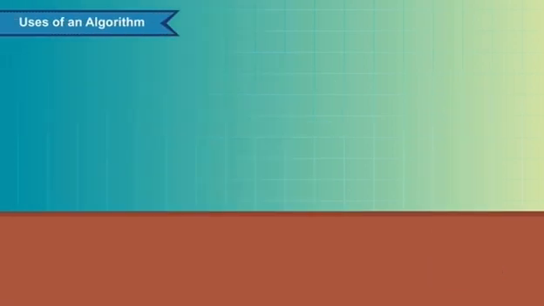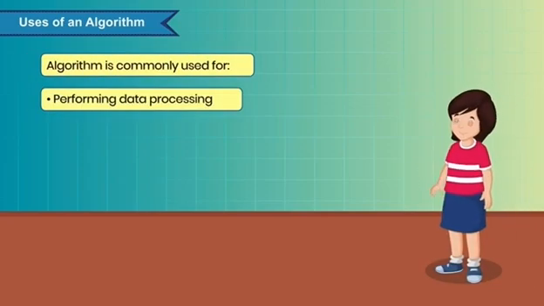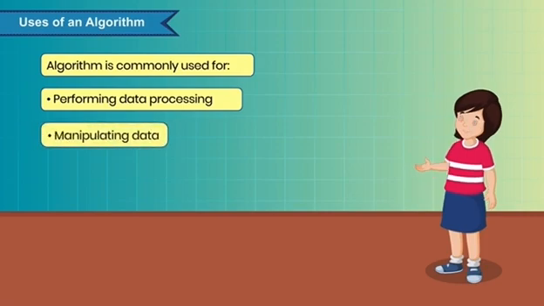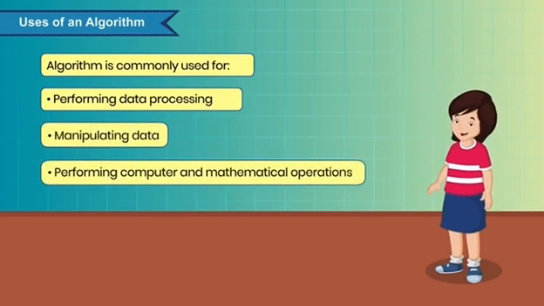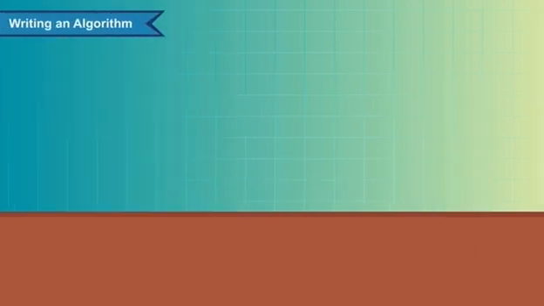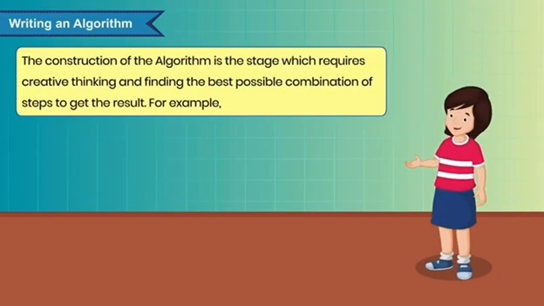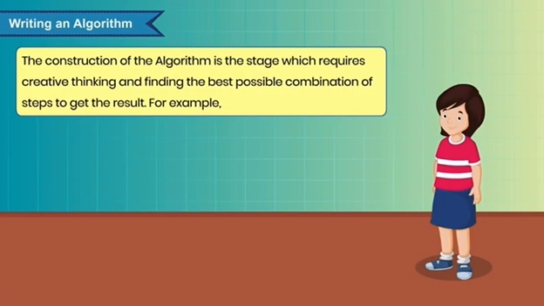Uses of an algorithm. Algorithm is commonly used for performing data processing, manipulating data, performing computer and mathematical operations, searching for a particular data. Writing an algorithm. The construction of the algorithm is the stage which requires creative thinking and finding the best possible combination of steps to get the result.